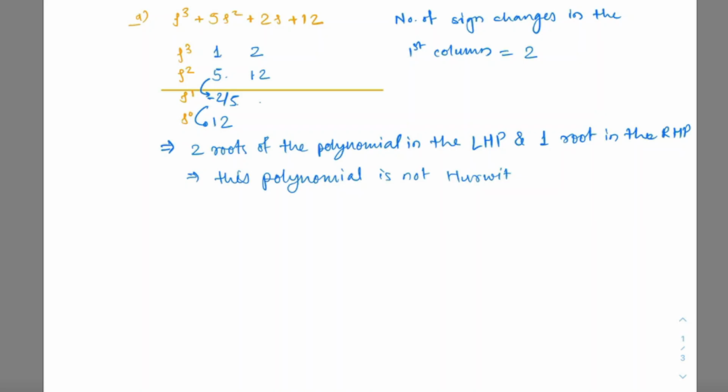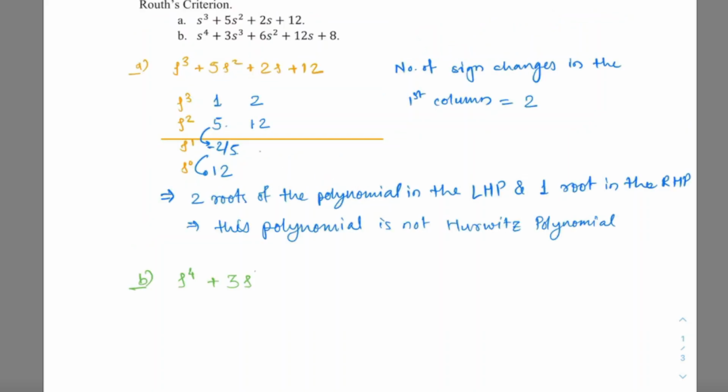Similarly, let's take a look at the second problem. S power 4 plus 3s cube plus 6s square plus 12s plus 8. So let's construct the array.